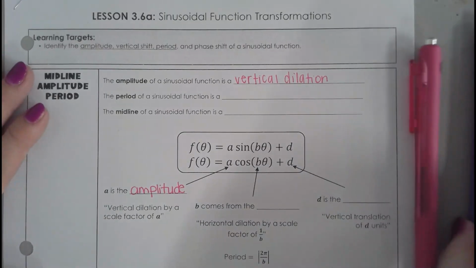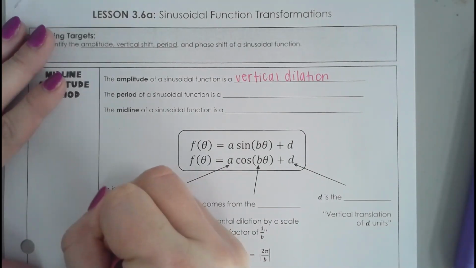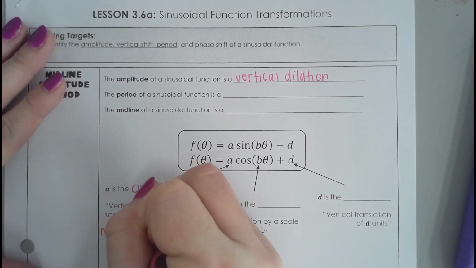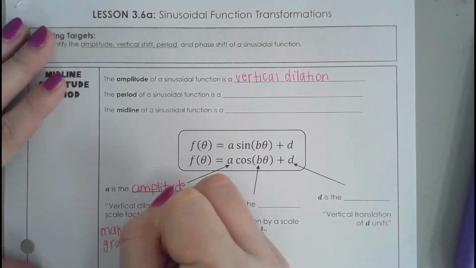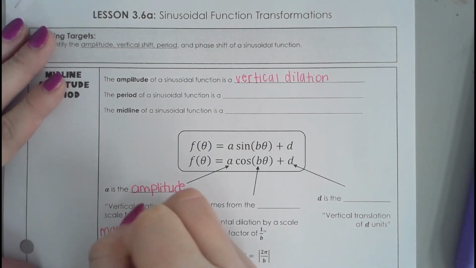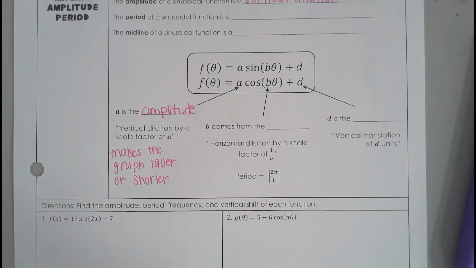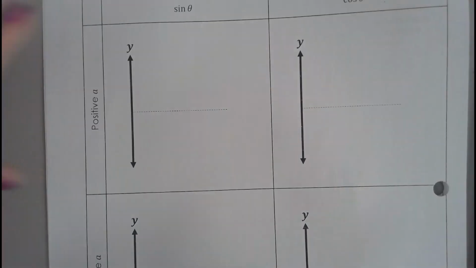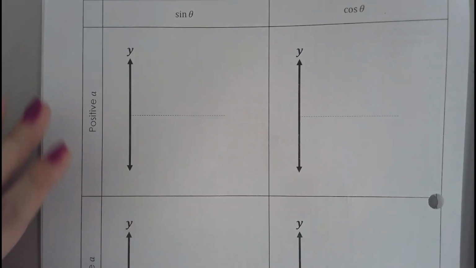And what the amplitude does is it makes the graph taller or shorter. So changing the amplitude changes if the graph is taller or shorter. And actually, if you turn the page real quick, I'm going to show you another thing: the A could be positive, could be negative.